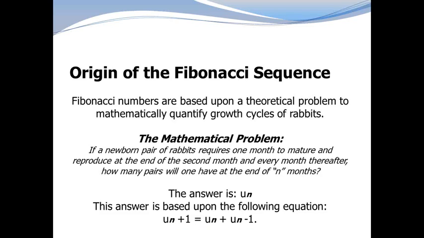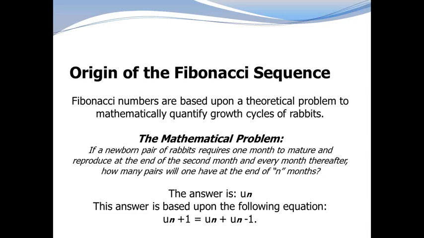Origin of the Fibonacci sequence. Fibonacci's numbers are based upon a theoretical problem to mathematically quantify growth cycles of rabbits. The mathematical problem that Fibonacci proposed was the following. If a newborn pair of rabbits requires 1 month to mature and reproduce at the end of the 2nd month and every month thereafter, how many pairs will one have at the end of n number of months?